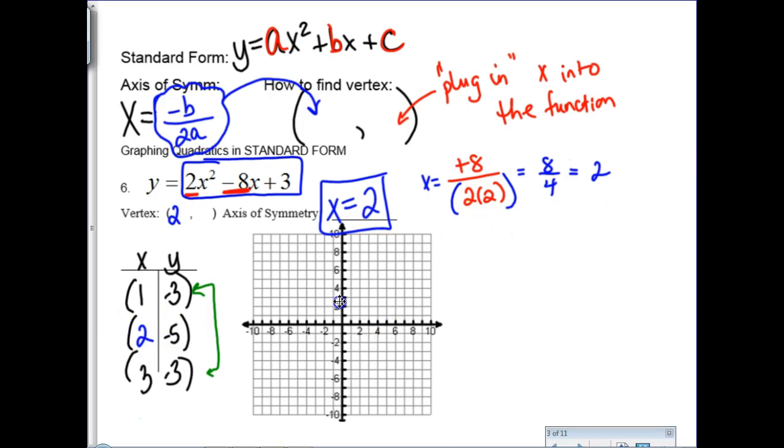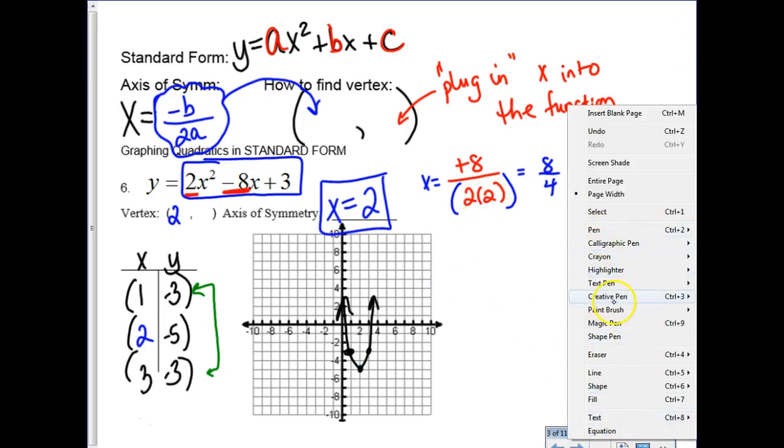We're going to graph, of course. So (1, -3), (2, -5), and (3, -3). I don't know why that point is so large. I'm just really hoping I can actually hit the point if I make them extra large, I guess.